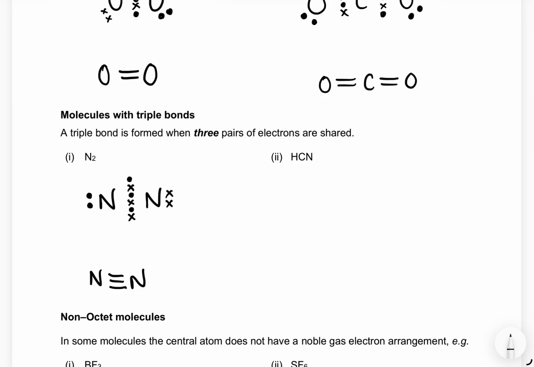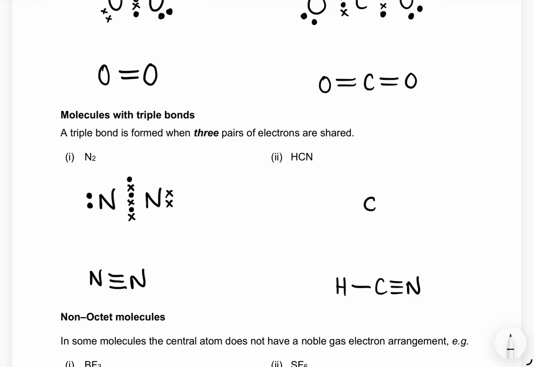When we think about HCN, carbon is in group 4, so it needs to make 4 bonds. Nitrogen's in group 5, so it needs to make 3 bonds. Hydrogen's in group 1. It's not in a group, sorry. It needs to make 1 bond to get a full shell. So hydrogen wants to make 1, carbon wants to make 4, nitrogen wants to make 3. If we put carbon in the middle, make 1 to hydrogen and 3 to nitrogen, we are going to end up with the right number of bonds.